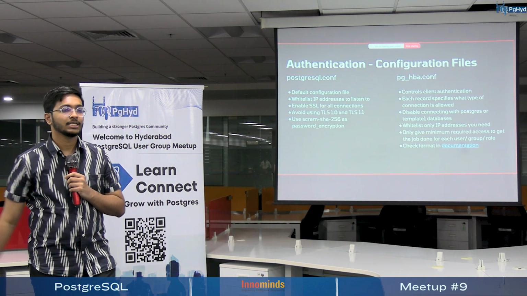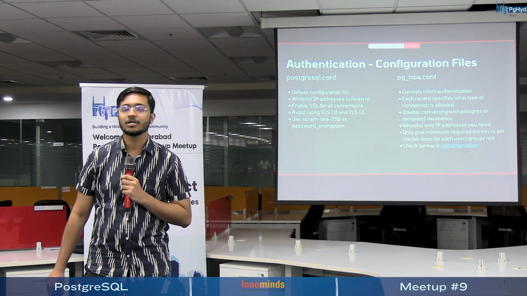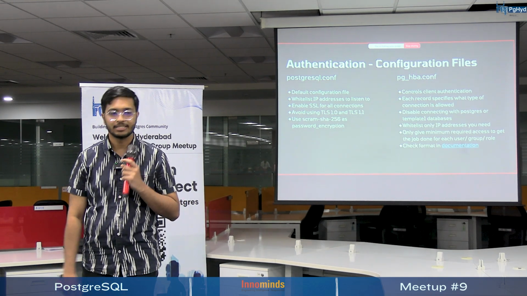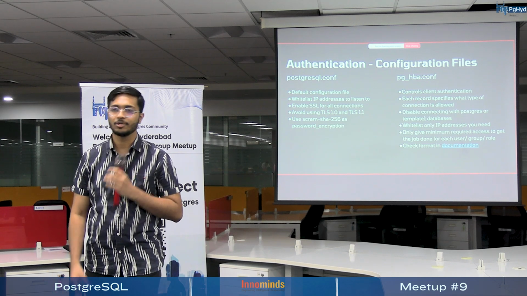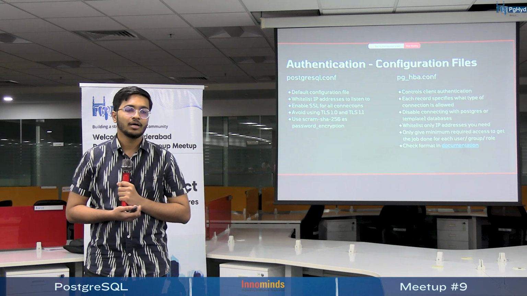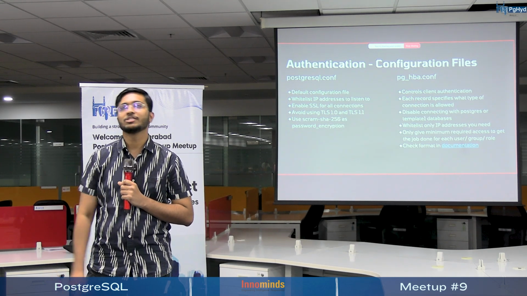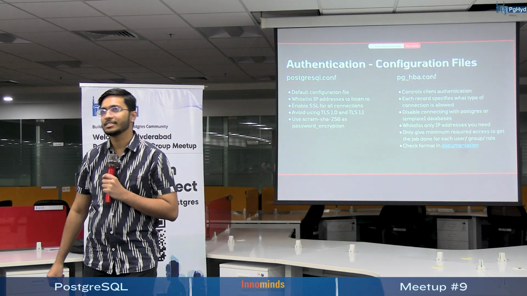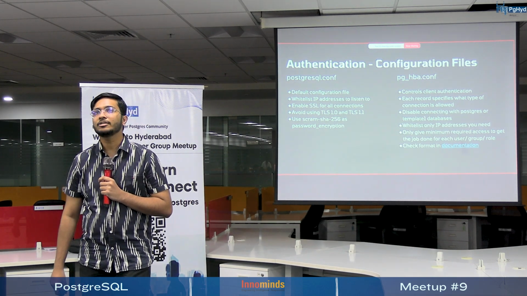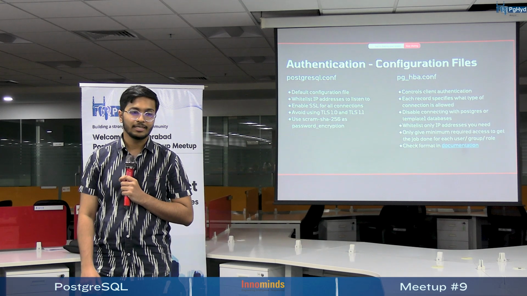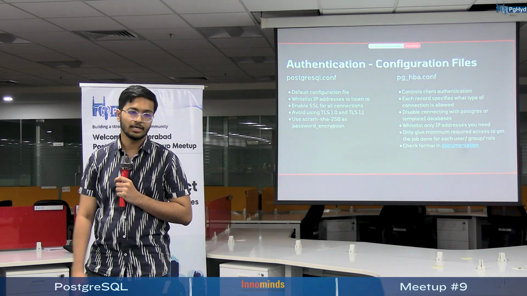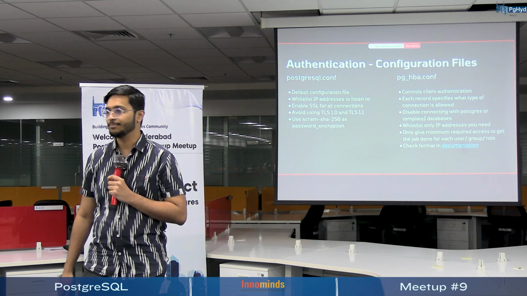Now, the security features. Over here, I'm going to talk about three major pillars: authentication, authorization, and accounting slash auditing. I'm going to call it auditing over here. In authentication, once you start looking at authentication in PostgreSQL, there are two major entry points for the configuration. One is postgresql.conf, the other one is pg_hba.conf.